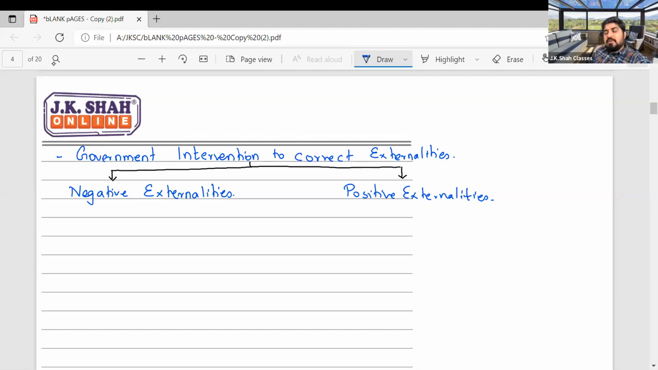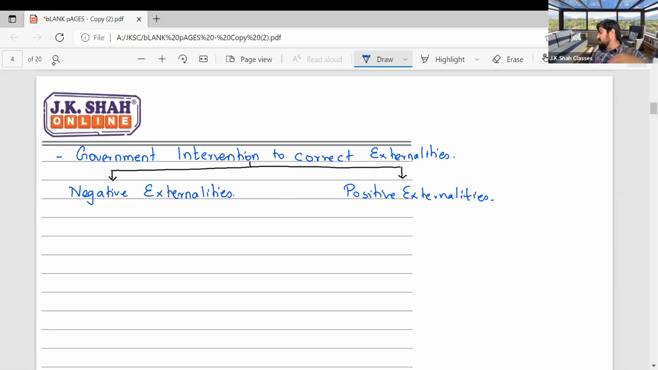So when we are talking about government intervention, the companies which are doing negative externality, government will try to stop them. And if the companies are having positive externality, government will try to promote them. So in case of negative externality, discourage. But in case of positive externality, please do encourage. So both these things have to be done. That is called government intervention to correct externalities.